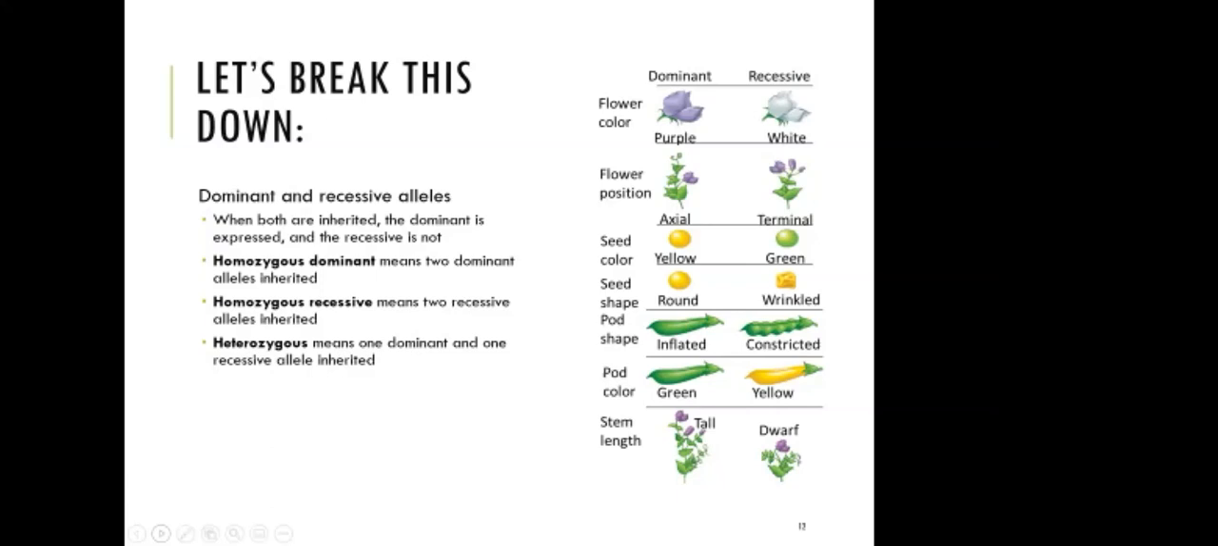Most of these recessive phenotypes, so a phenotype is what it looks like, how the gene is expressed, are going to be homozygous recessive. You don't see heterozygous recessive. You do see just heterozygous. So hetero means different. Zygous refers to the alleles. You get one dominant and one recessive allele. So if you get a purple and a white allele, you're going to have purple flowers because that purple is dominant.